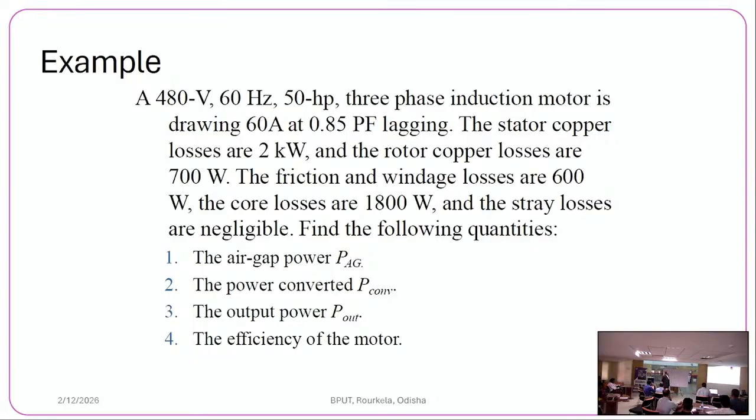A 480 volt, 60 hertz, 50 horsepower, 3-phase induction motor is drawing 60 ampere at 0.85 lagging power factor. The stator copper losses are 2 kilowatt and rotor copper losses are 700 watt. The friction and windage losses are 600 watt. The core losses are 1800 watt, and the stray losses are negligible. Find the following: air gap power. Tell how to get the air gap power.